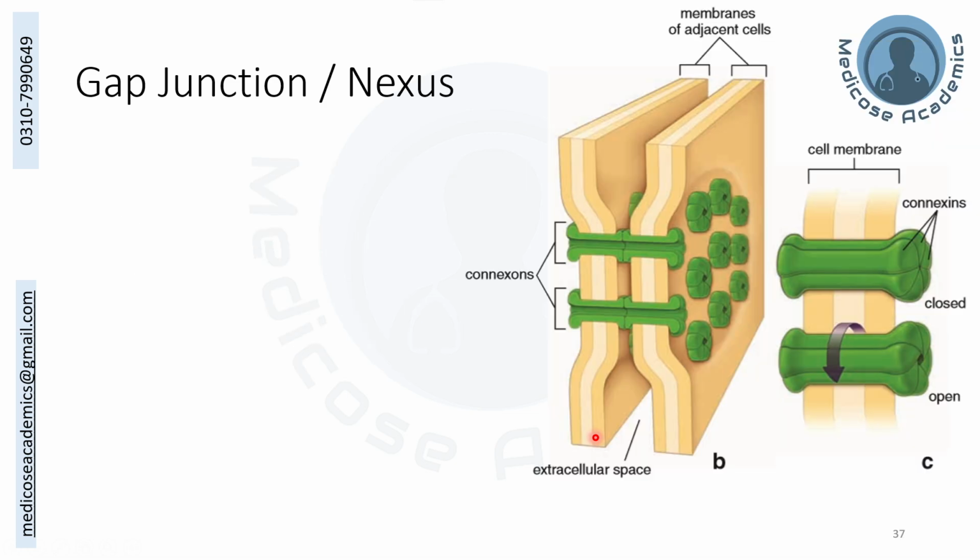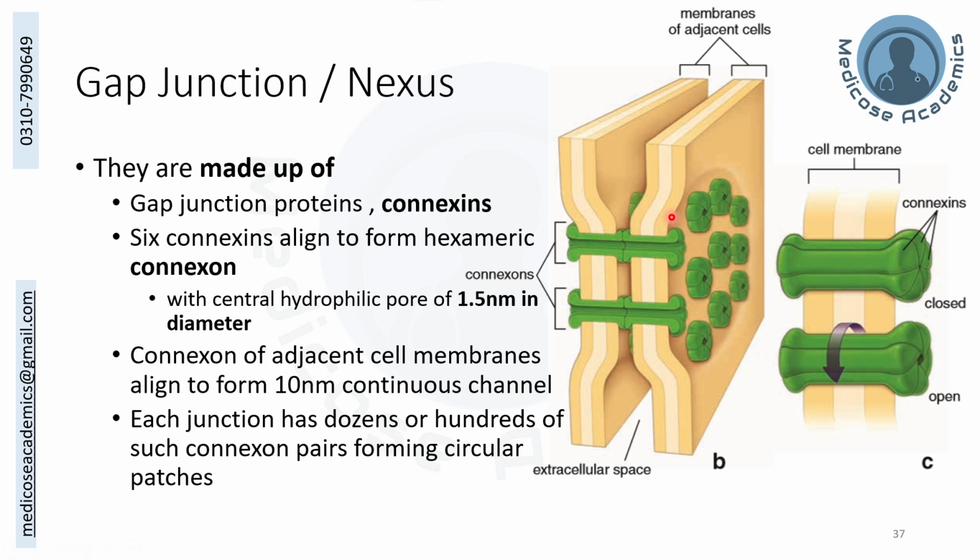You have to memorize a few words. They are made up of a protein called connexin. This single protein is called connexin. Six connexins arrange themselves in a tubular manner to make a tube that is called a connexon.